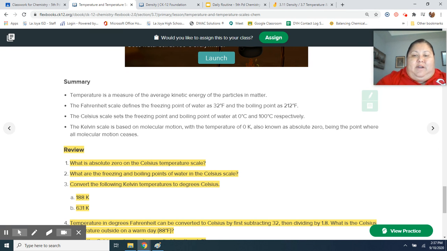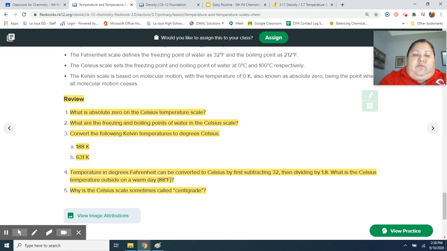All right, guys, you have your review questions to do for both sections. You have 3.7 and 3.11. Remember, do not do 3.16. It's not part of our lesson. We're not going to cover it.